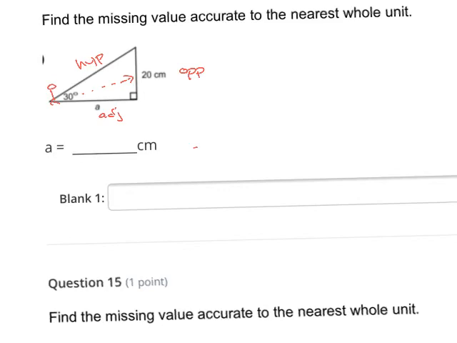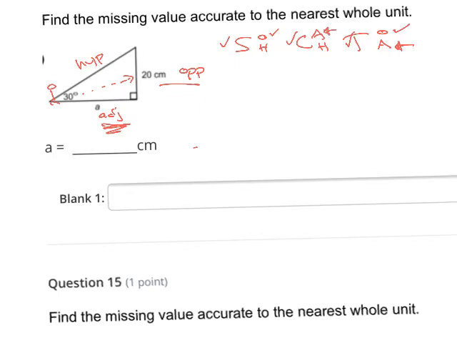So when we're looking at our SOHCAHTOA, we want to see what we have and what we're trying to find. Since we have the angle measure, all trig functions are possible. Okay, we've got an opposite side, so we can check that off. And the adjacent is what we're trying to find. Okay, so we're trying to find the adjacent side.